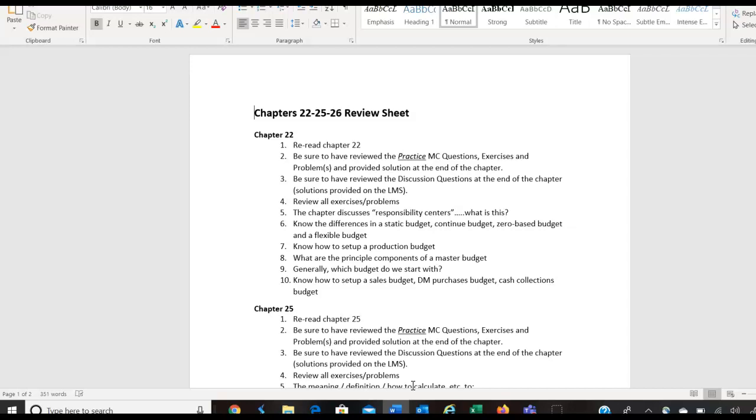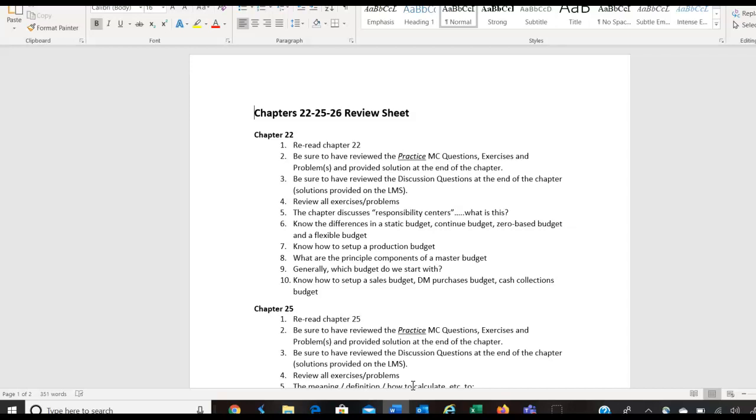Number 7, know how to set up a production budget. If you look in your book, Exhibit 10 on page 1108. What are the principal components of a master budget? That's in Exhibit 7 on page 1108 again. And number 9, generally, which budget do we start with? We've talked about that many times, and you'll see that on page 1108, but the sales budget. The sales budget leads everything.